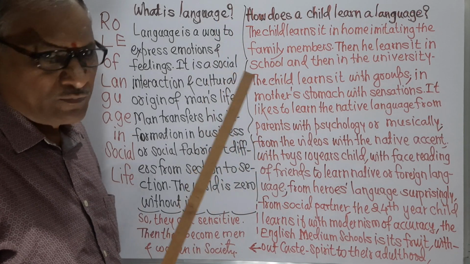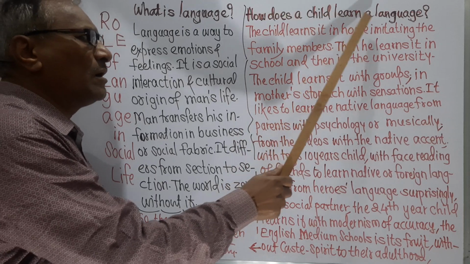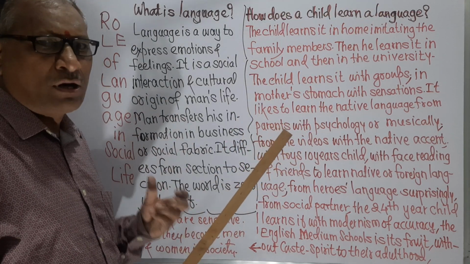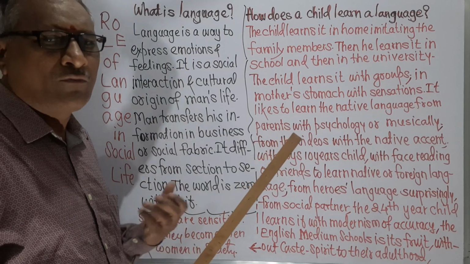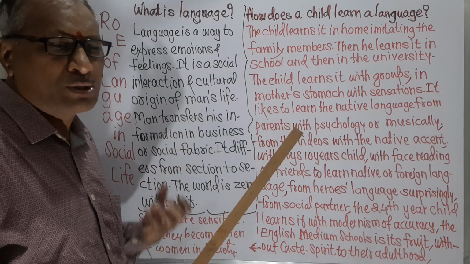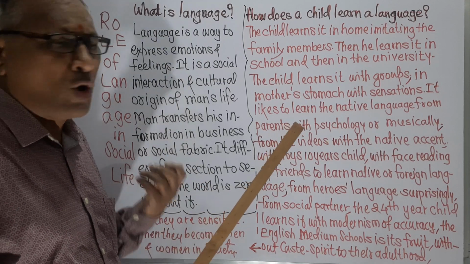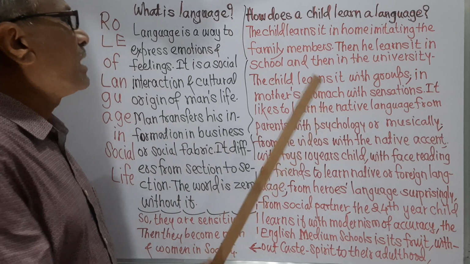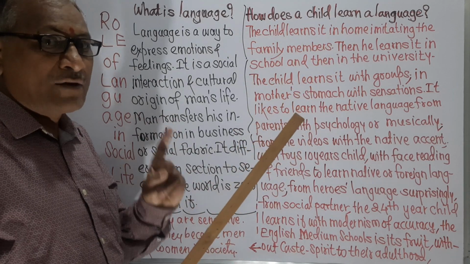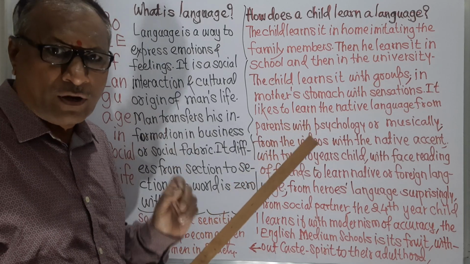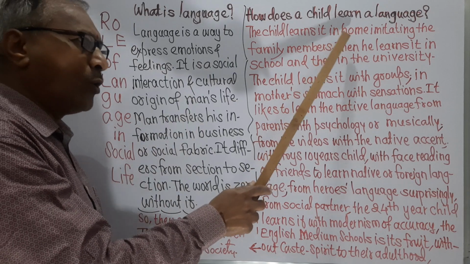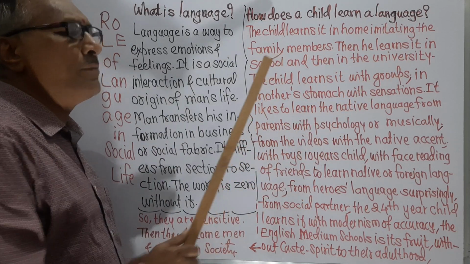Now I will tell you the next information, and the next information is how does a child learn a language. There is a child. What is the method of the child's learning of language? In what way does this child learn a language? That is the important point we are discussing. So the child learns it at home.